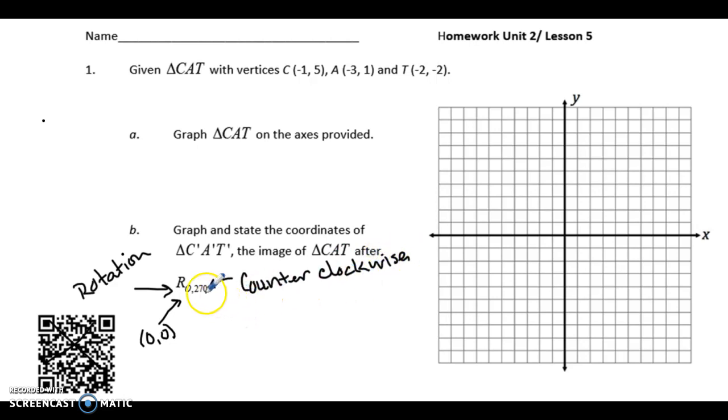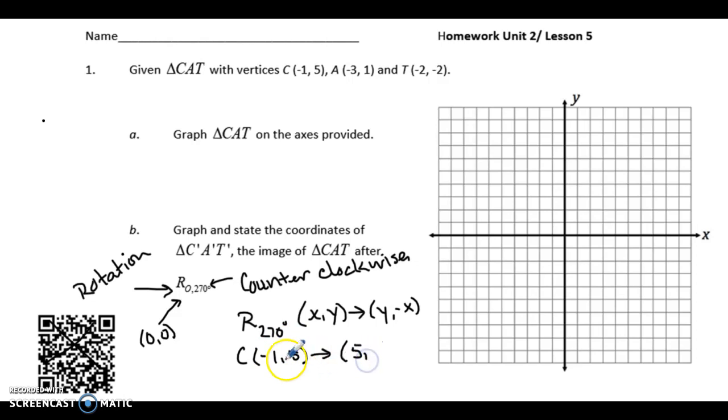All right, so if I'm rotating 270 degrees, we talked about a rule today to rotate 270. So you can look in your notes, but that rule for rotating 270 degrees was if I have the point (x, y), it maps onto, you switch and negate the x value. So (y, negative x). All right, so I'm going to do one of these points for you. I would take the point C, which is at (negative 1, 5), and my new point after that rotation, if I switch and negate the x value, should be 5, and now I'm going to negate this x, which would be 1. And that would be your new point, sorry, C prime. You're going to do the same thing for A and for T to get A prime and T prime.